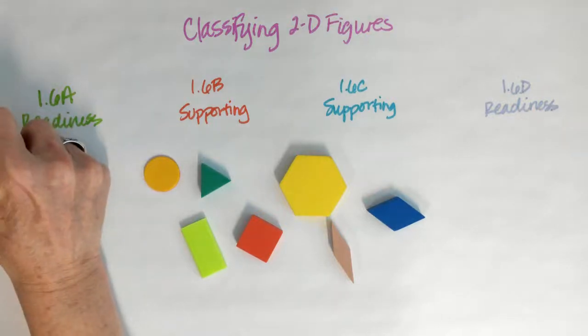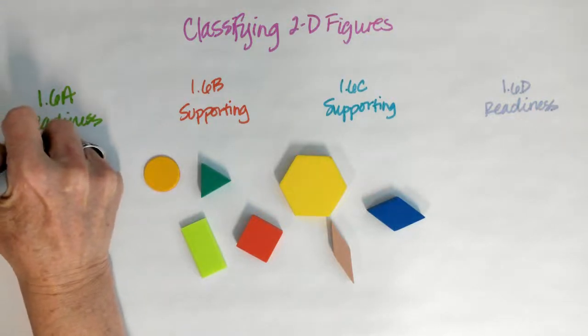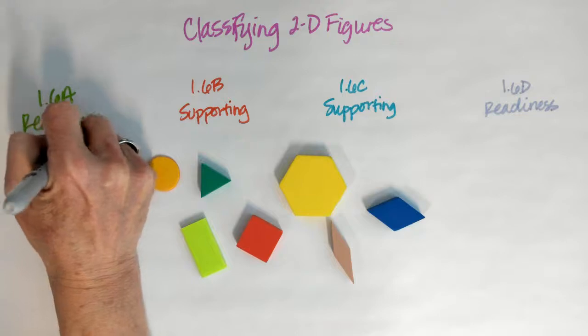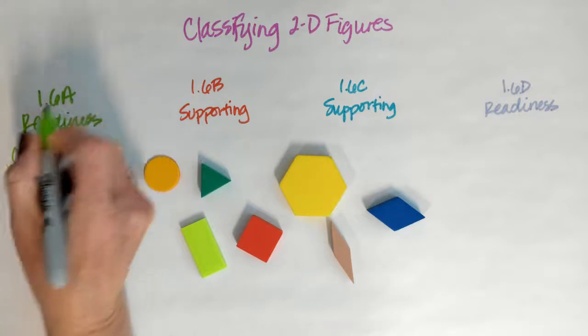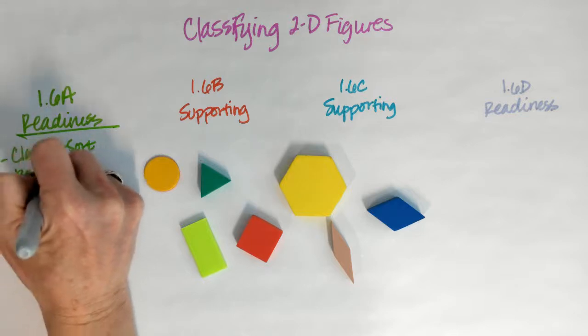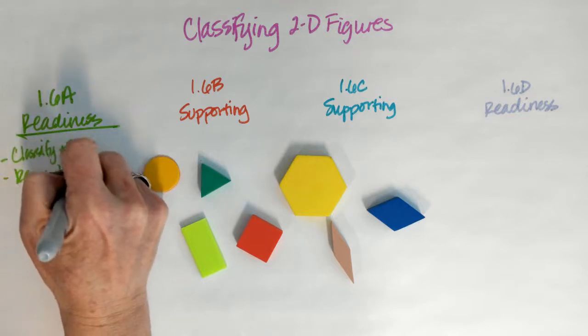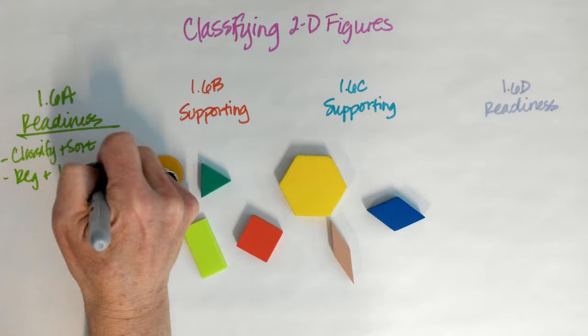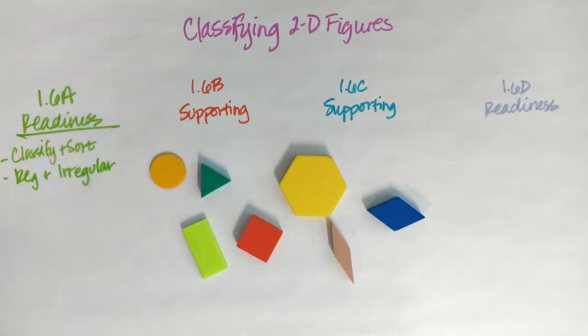So that's 2 different verbs, classify and sort. And then what are we sorting? We're sorting regular and irregular. That doesn't mean kids have to define what is regular and what is irregular. It means you need to present them with a variety of shapes that are regular and irregular. And they're to do this using informal geometric language.